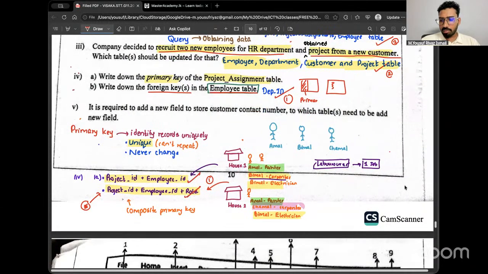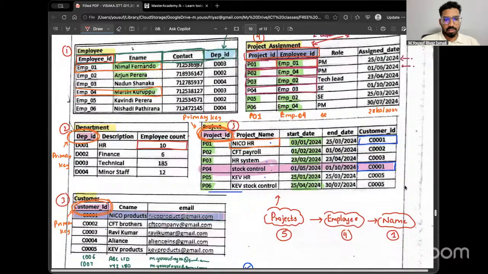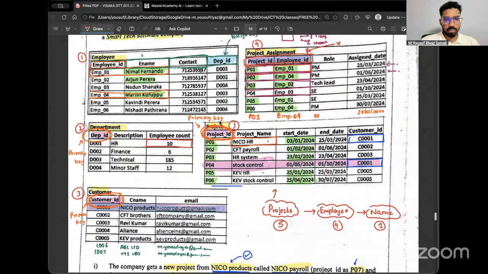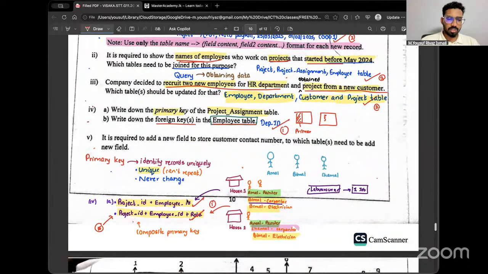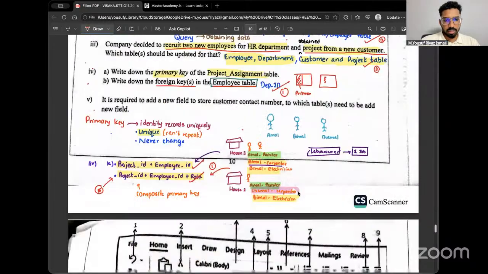But if I mention more than one primary key when the answer is only one? There is no more than one primary key in the tables given, for your information. Like every table you're going through, there's only one primary key. Only in the project assignment table, there are two options. If you mention both the options, they'll choose one and give you the marks. But the remaining four tables don't have multiple primary keys.